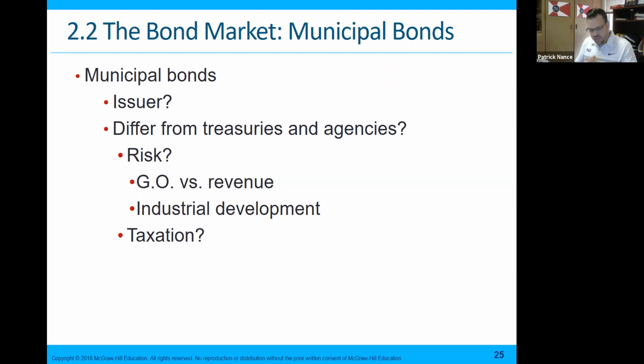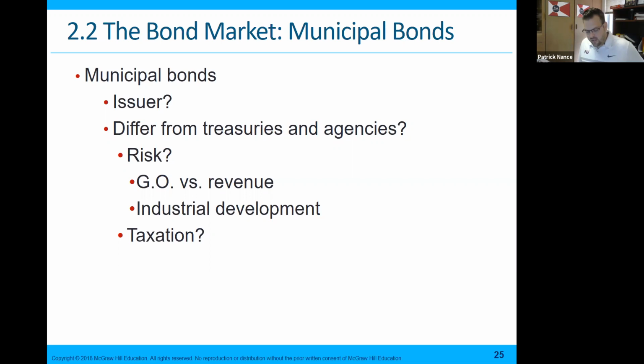So GO is a general obligation bond that's backed by the full faith and credit of the issuer. That means it's basically a bond for the city or local municipality to continue operations. It's general operations pretty much. Then a revenue bond is issued to finance particular projects. So this would be what you see if they build schools or build other things around the municipality.